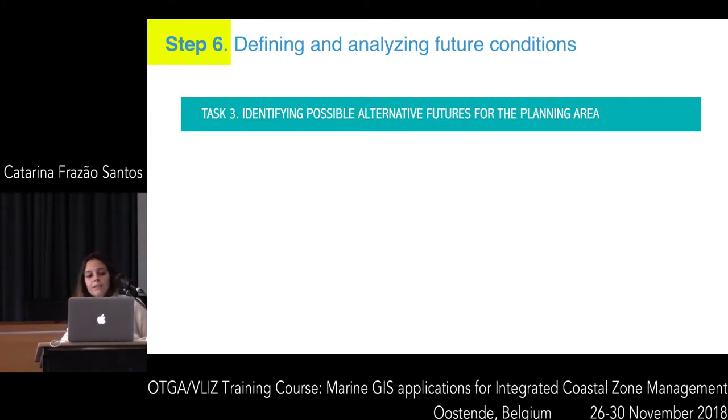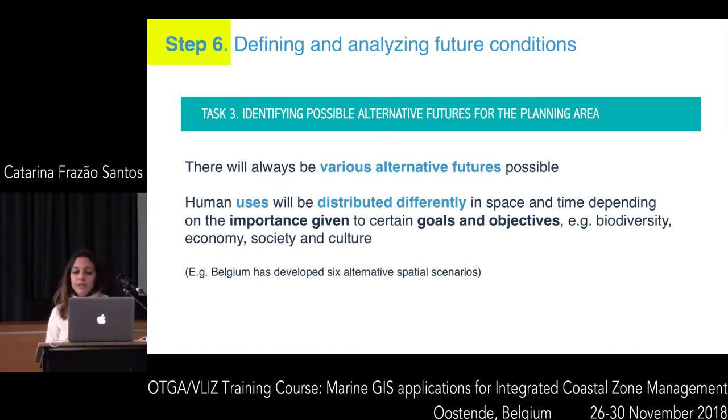And so the third task is about identifying possible alternative futures for the planning area. There will always be a variety of alternatives, and human uses will be distributed differently according to the importance that you give to certain goals and objectives. So a scenario will be different, and the distribution of uses will be different if you are giving priority to biodiversity conservation or to economic development or to society and culture. In the case of Belgium, at some point, six alternative spatial scenarios were developed based on different objectives, and then one was selected.